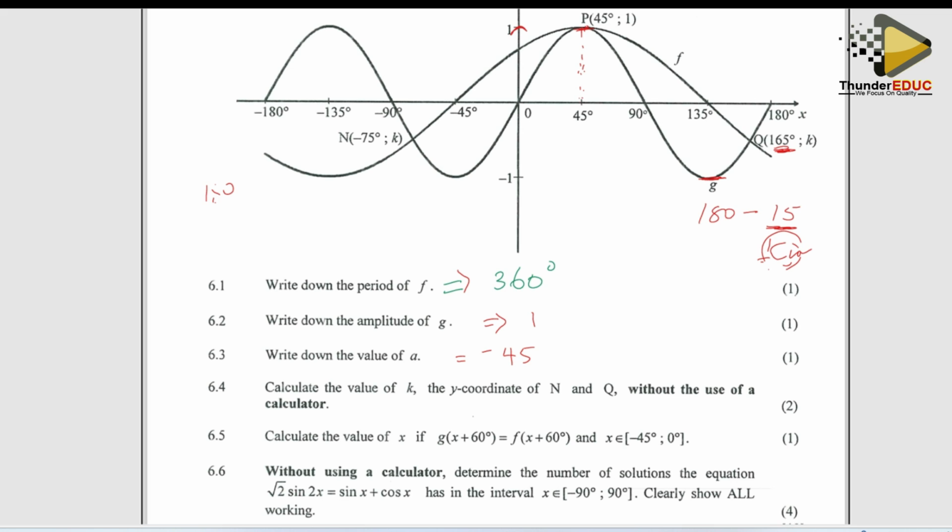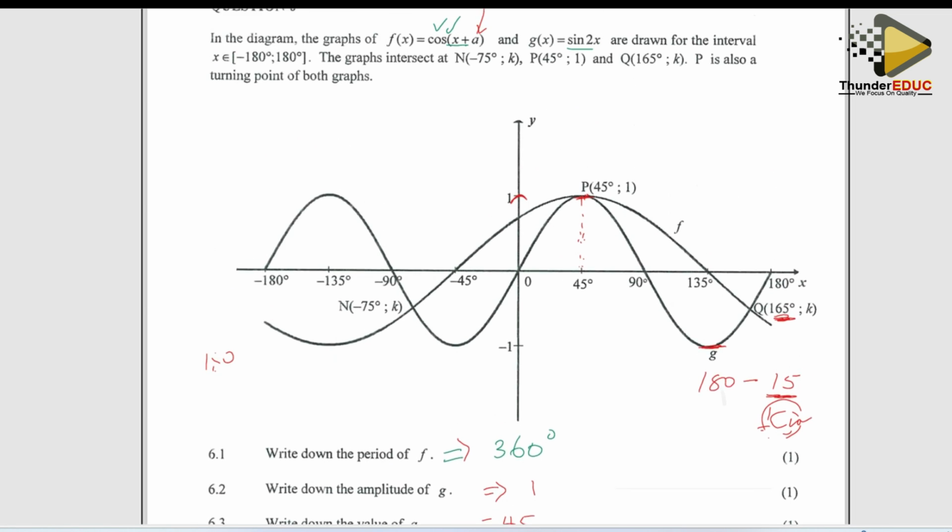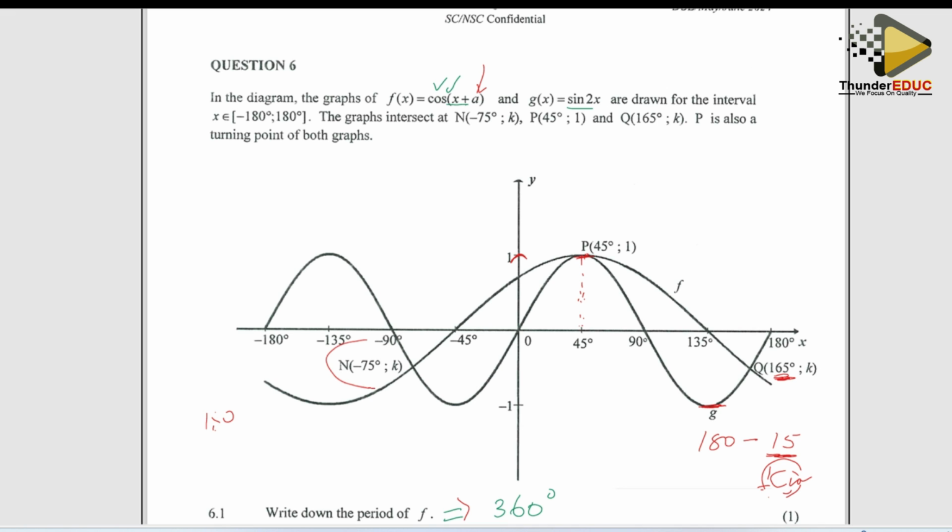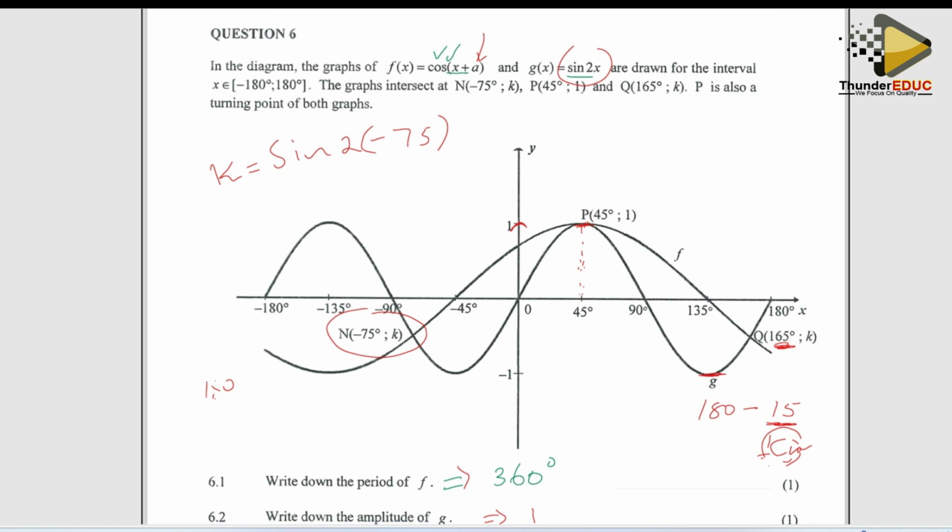So since it's just a 2-mark question, calculate the value of K without the use of a calculator. So what I can do, I can just substitute this in and say that the sine of 2 into negative 75 should give me K. So this becomes negative 150. Negative 150 is found in the third quadrant.